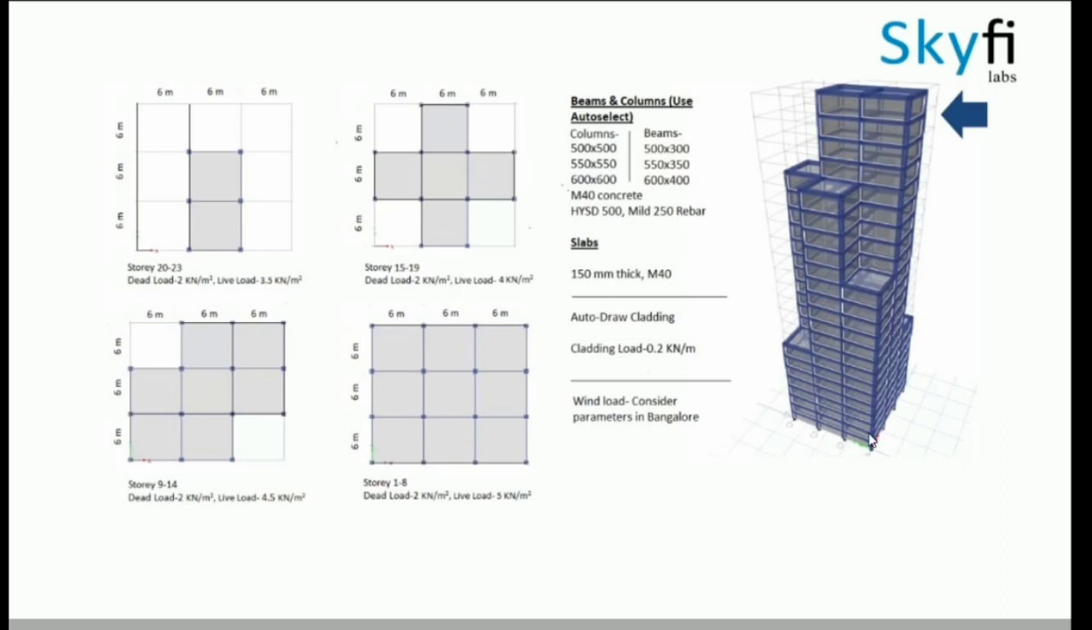It's a 23-story building and we are given the dimensions of the columns, beams and the slabs. Also we are using auto draw cladding for the wall. As we can see, the different stories have different live loads acting on them, so we are going to assign the live loads accordingly. So let's start the designing.